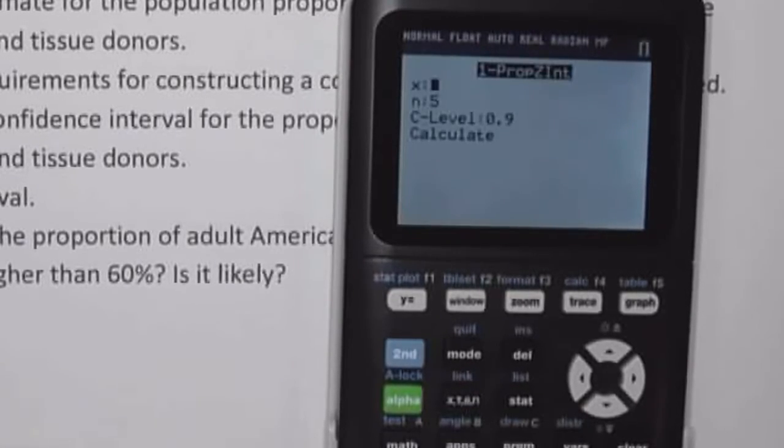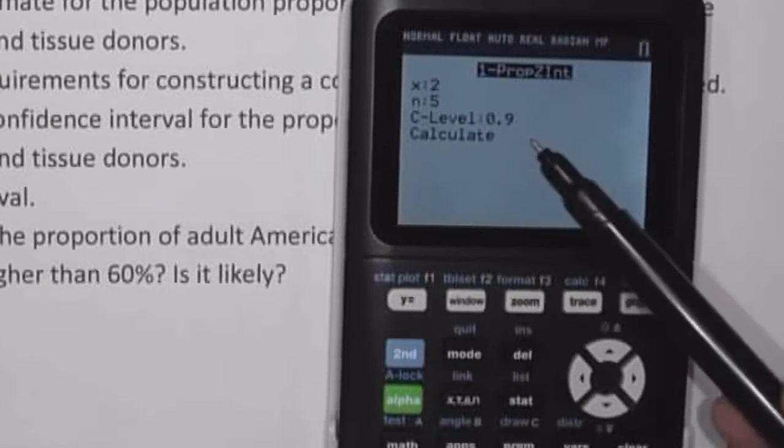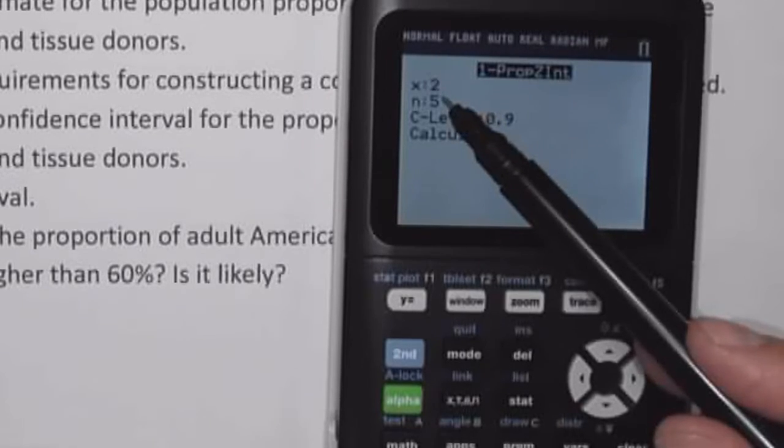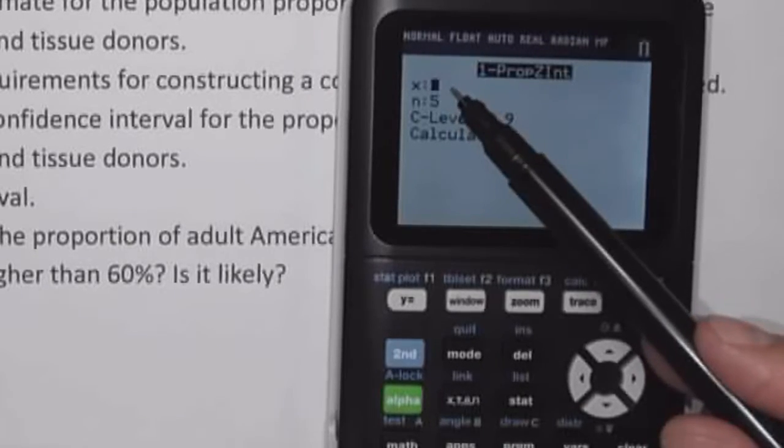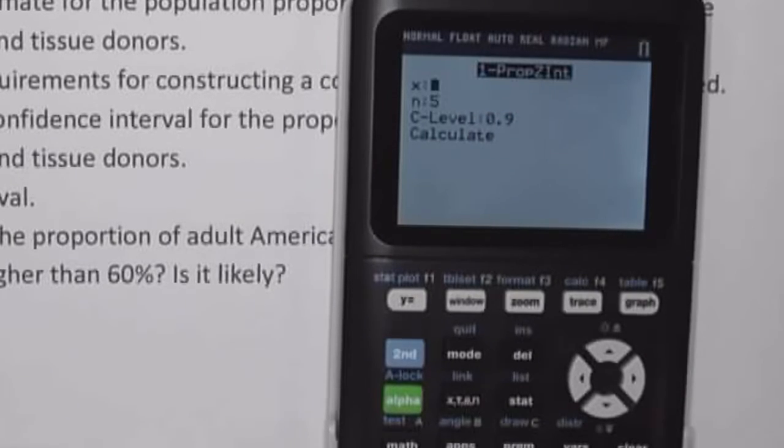So I'm going to select that option, and when I do, I get this screen. So what I need to do is I need to enter in the value of X. So this is the number of individuals that have the characteristic of success. In this case, that is 565 individuals who are registered organ and tissue donors. And then I have to enter in the sample size. In this case, that was 1,028. And I have to enter my level of confidence, my C level. And so in this case, that's 95% confidence. And so all I have to do then is say calculate.